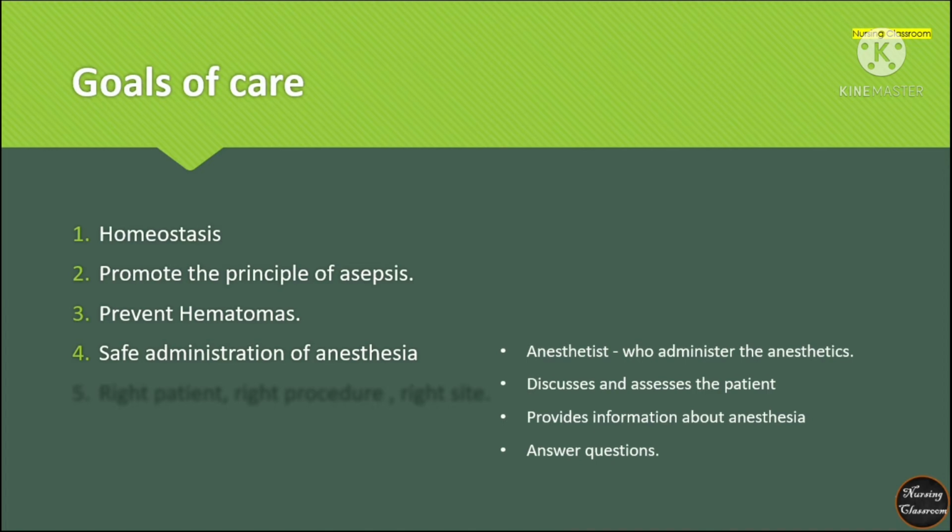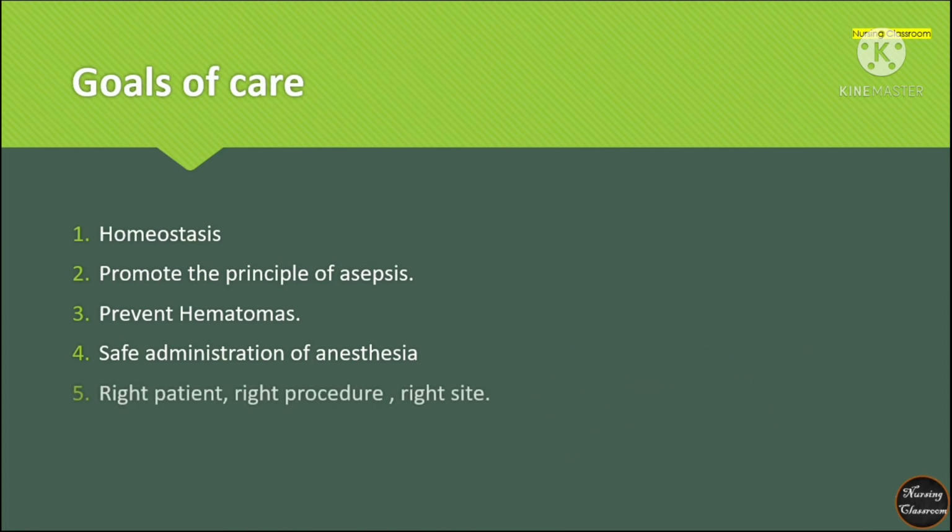Another goal of the nurse is commonly referred to as the 3 R's. They are right patient, right procedure and right site. We have to ensure the right patient is brought to the surgical room, the right procedure is followed and it's performed on the right site. It's not only the surgeon's responsibility but also, as a nurse, it's our responsibility too to ensure the 3 R's are rightly followed.